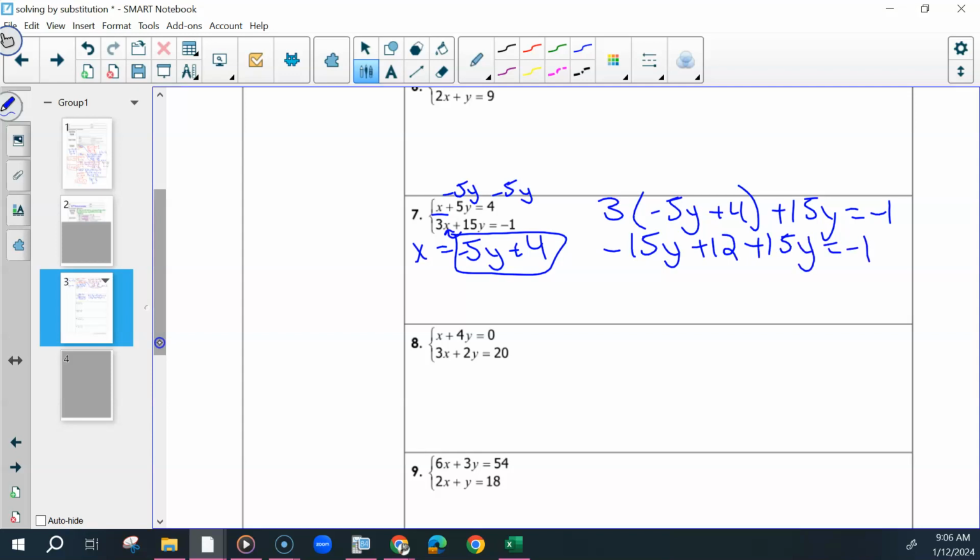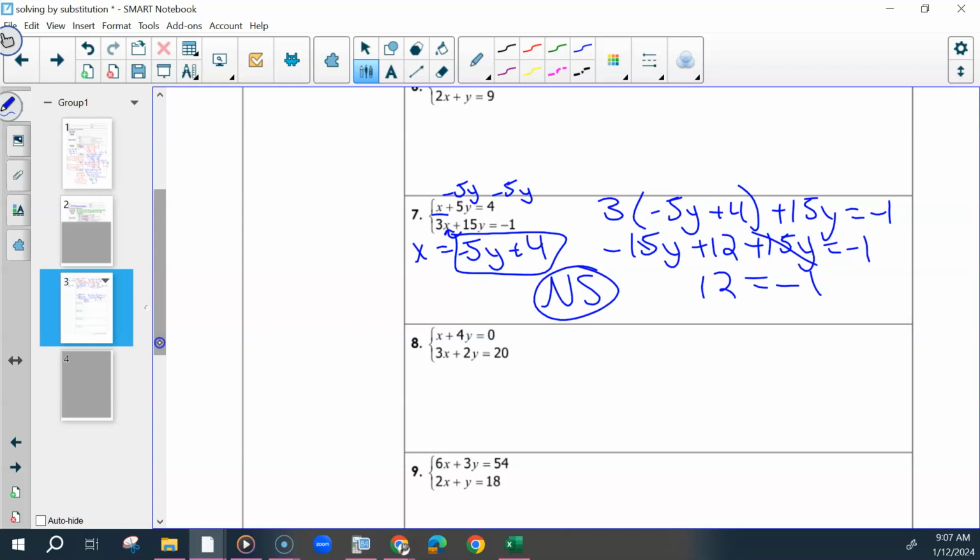And when we combine like terms, what happens? The 15y's cancel out. The y's cancel out, they become 0. So we have 12 equals negative 1, which is what type of solution? No solution. So you'll realize early on if it's going to be a special case, no solution or infinitely many, because your variables will cancel.